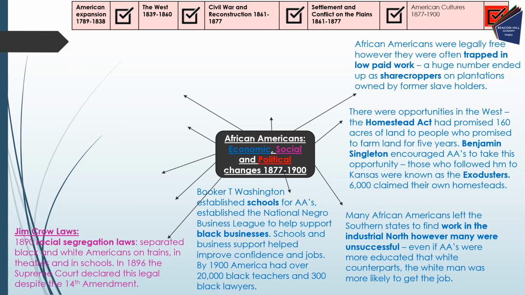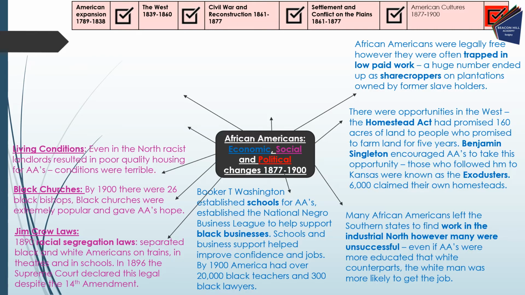We also have black churches. So by 1900 there were 26 black bishops, and black churches were extremely popular and gave African Americans hope. This is quite often the outlet that they use to try and restore hope and a positive attitude, because life was extremely hard despite all of the progress that had been made in terms of slavery being banned.